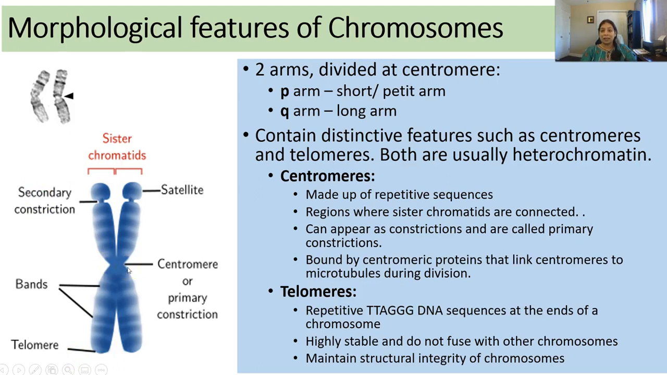You can also have secondary constrictions, usually towards one side. And those secondary constrictions will have a little bit of DNA left behind on the top, and those are called satellite DNA structures. Another important part of chromosomes are the telomeres. Telomeres are repetitive TTAGGG DNA sequences, so that exact six-base pair sequence repeated many thousands of times at the end of the chromosomes. They are very stable and they do not fuse with other chromosomes. They kind of stick away from each other.